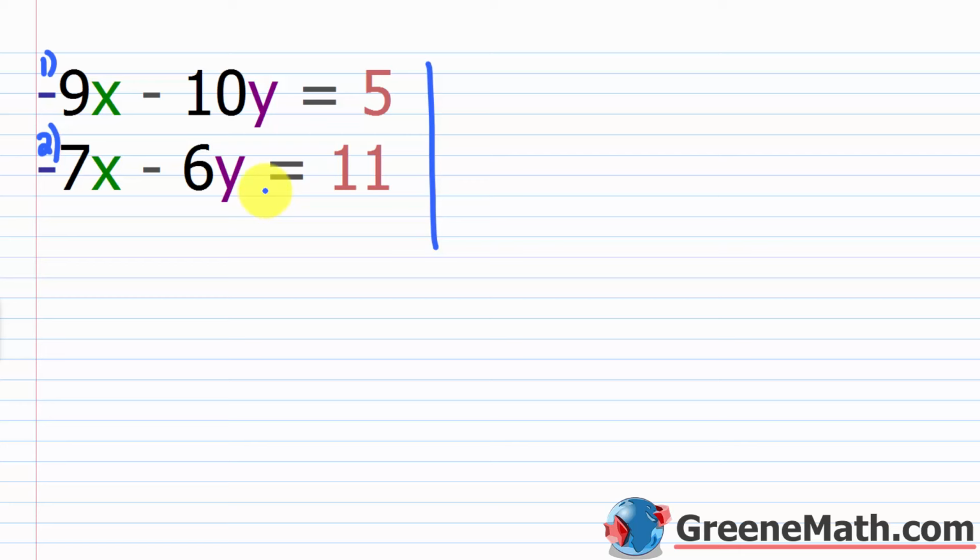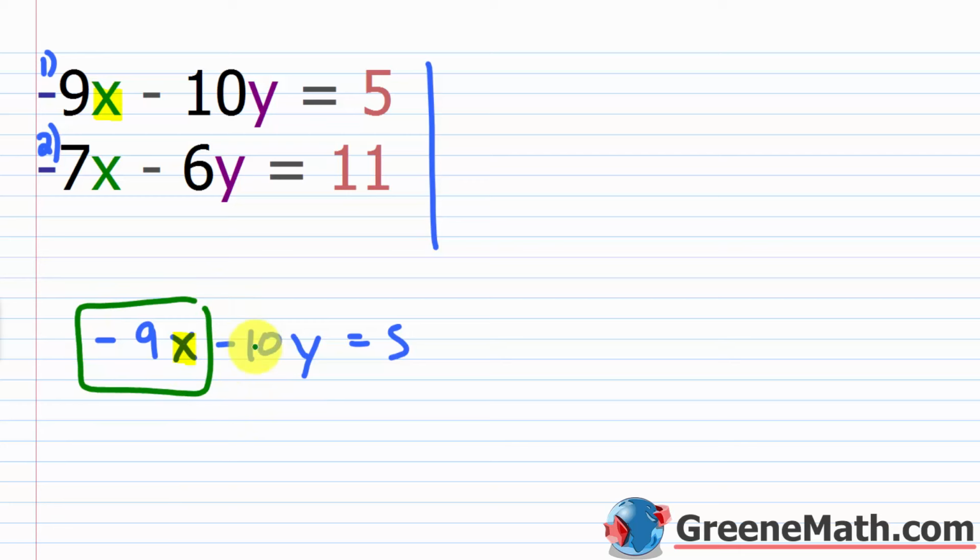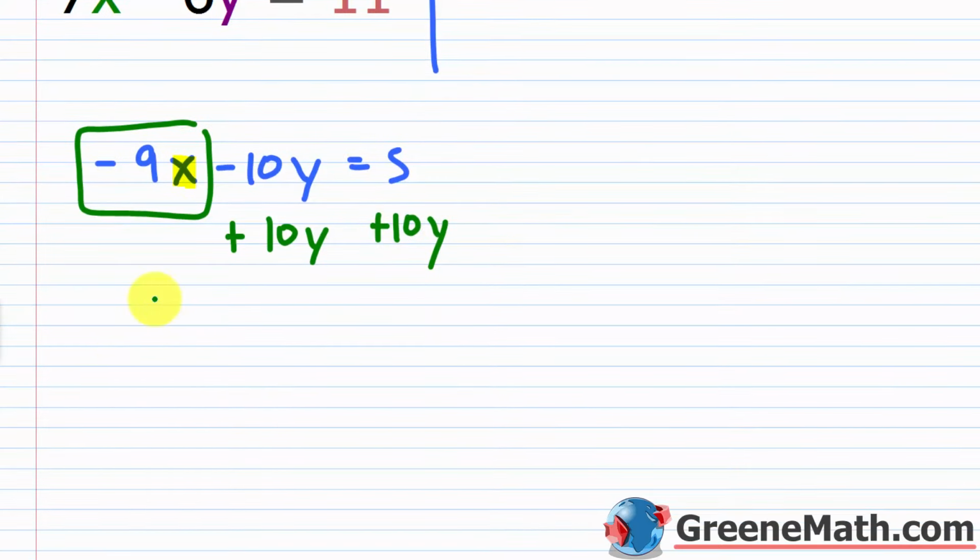So I'm going to solve for x. I have -9x minus 10y equals 5. To solve for x, I want to isolate x on one side. So I'm going to start by isolating this term. So add 10y to both sides. Let me scroll down and get some room going. So this will cancel, obviously. We'll have -9x is equal to 10y plus 5.